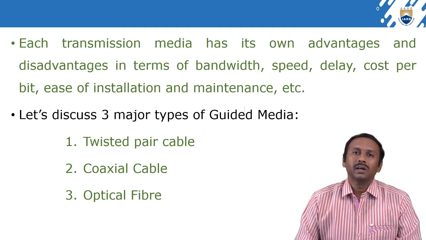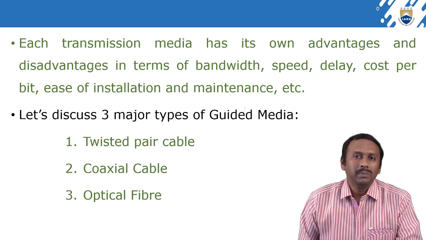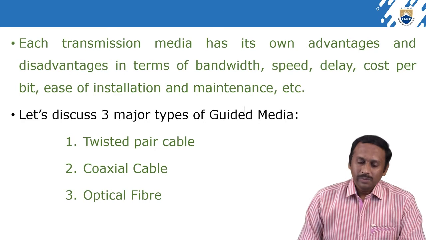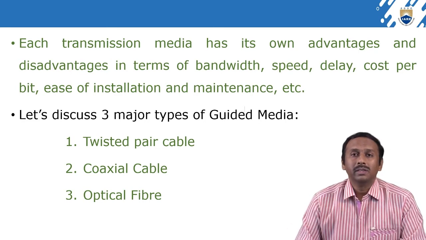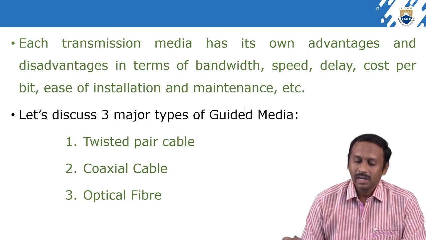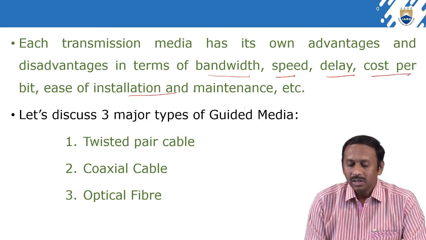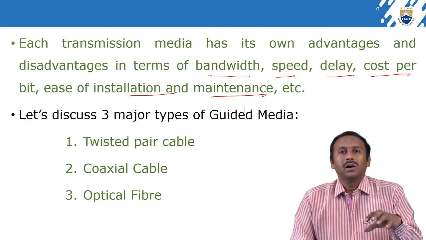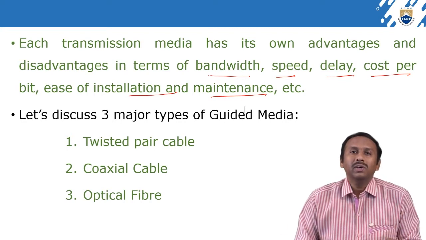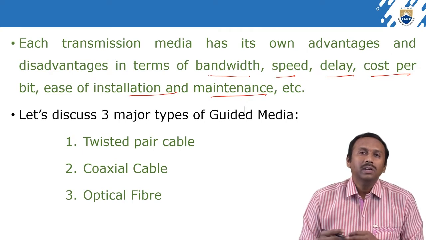Based on the user requirements, the user is going to opt for which type of method needs to be implemented for data transfer from source to destination across the network. There are many user requirements, broadly classified like bandwidth, speed, delay, cost per bit, ease of installation and maintenance. Whichever options the user prioritizes, based on this they will opt for the specific type of data transmission to be implemented.